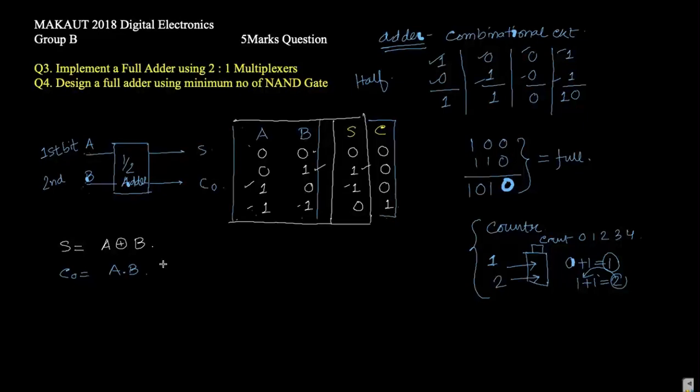So what is the expression for the half adder? The expression for the half adder is S is equal to A XOR B and carry is equal to A AND B. Now you can easily draw the circuit. So what are the inputs? A and B.